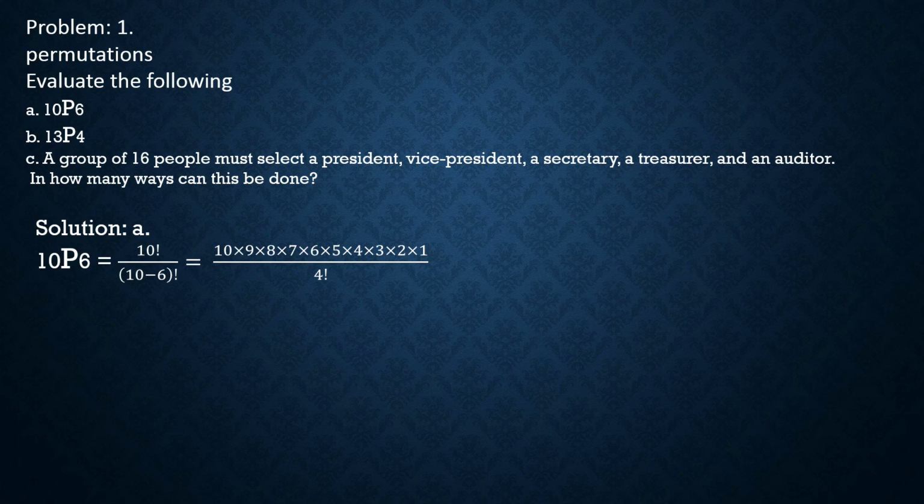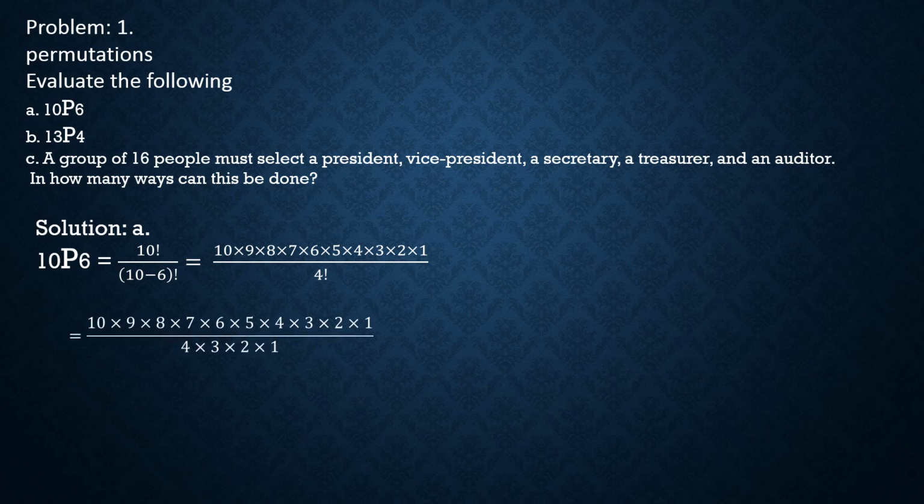Letter A rather. Permutation of 10 taking 6 at a time. So we have here 10 factorial over 10 minus 6 factorial. When we talk about factorial, we are just going to multiply the numbers from highest going to its smallest. Example, 10 factorial, we have 10 times 9 times 8 and so on and so forth until 1. So the operation will be multiplication. In the denominator part, we have 10 minus 6 factorial, so it becomes 4 factorial.